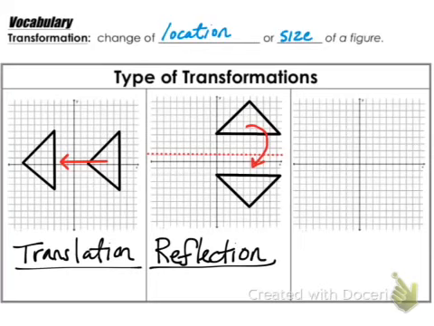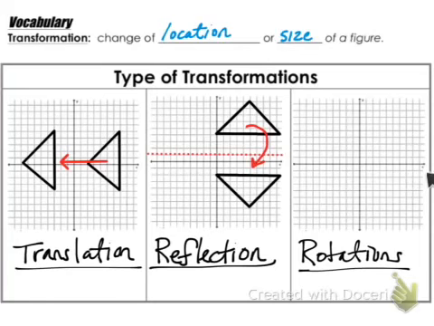Now the third type of transformation is called a rotation. Okay, so that's our spinning. If we take the same object and spin it counterclockwise, which goes this way, or clockwise, which is this way, the image does not change size or shape. So here we have our triangle and we're spinning it counterclockwise. Our triangle is rotating about the origin, and it should look like this.